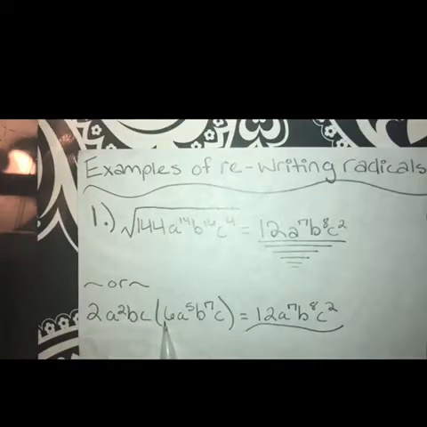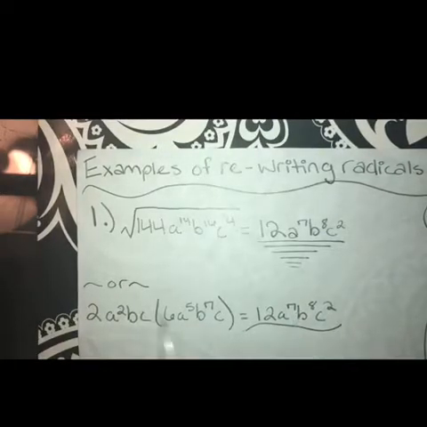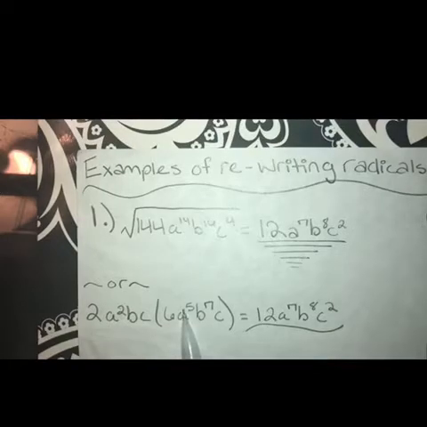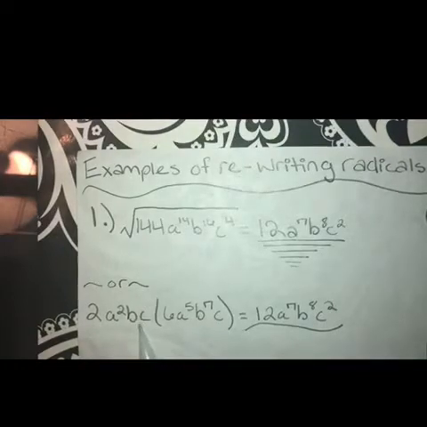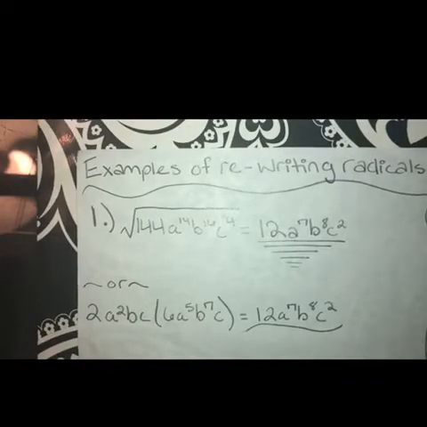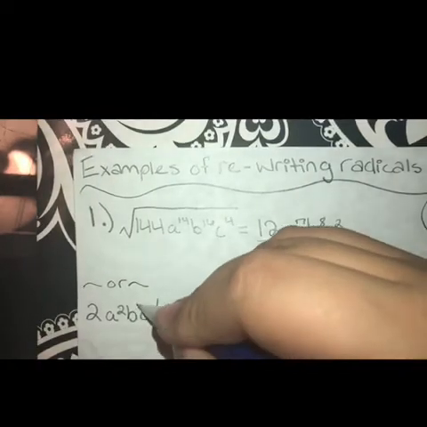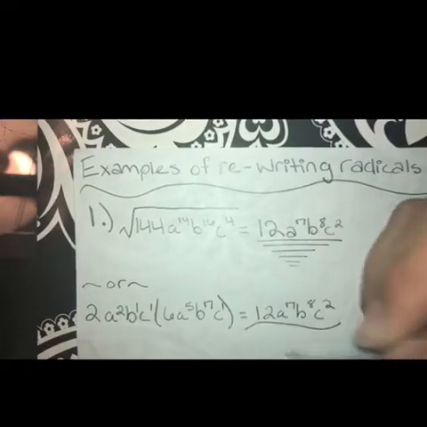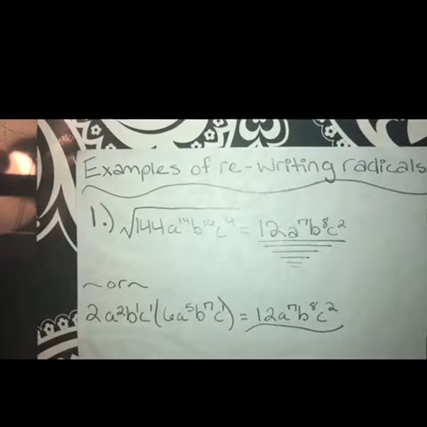So 2 times 6 is 12. A squared times a to the 5th power is a to the 7th power. When we're multiplying, our exponents are added together. So 2 plus 5 gives you 7. B times b to the 7th power equals b to the 8th power. When there is no exponent shown, it can always be assumed to be 1. So 1 plus 7 is 8. C times c is c squared. 1 plus 1 is 2.